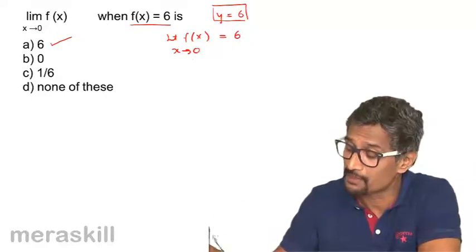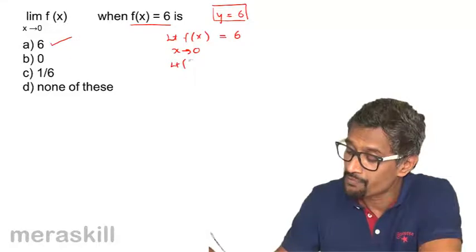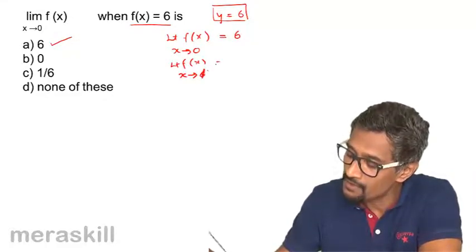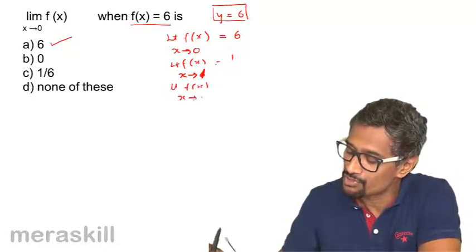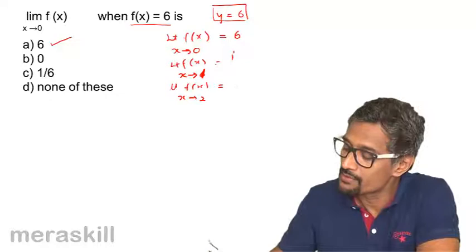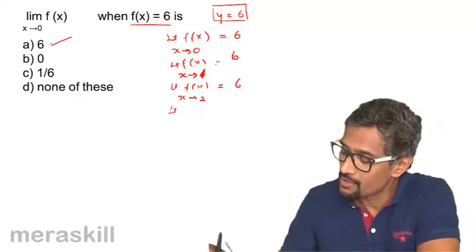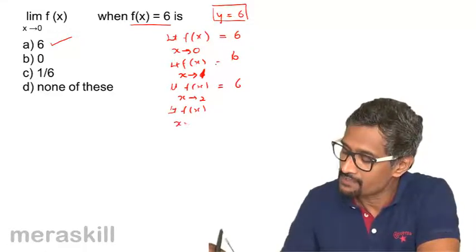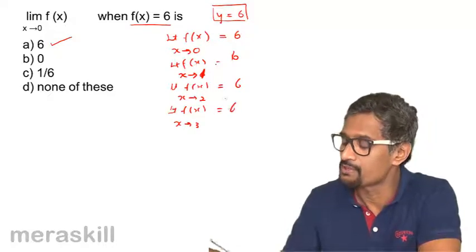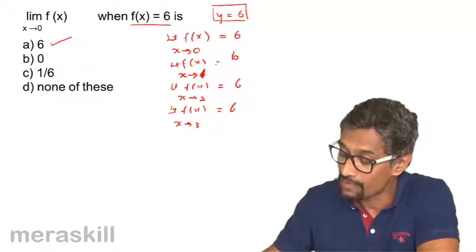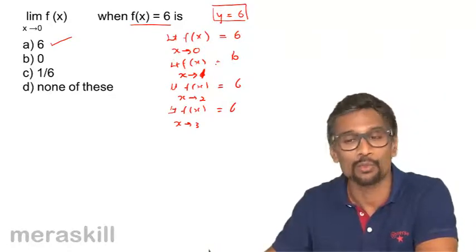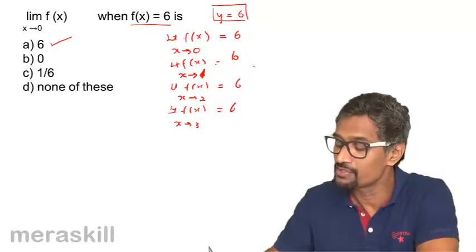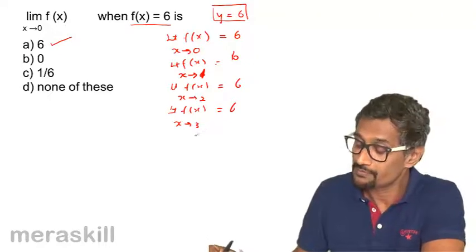If you take the same function, the limit of f of x as x approaches 1 is also 6. The limit of f of x as x approaches 2 will also be 6. The limit as x approaches 3 will also be 6. Whatever be the value of x, the value of y is always 6. So whatever value x approaches, the limit of that function is going to be 6.